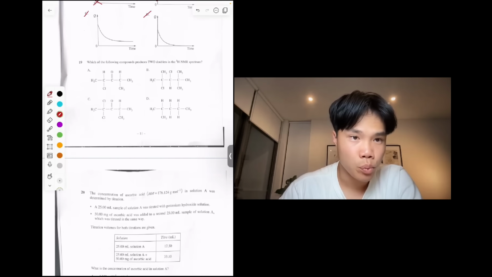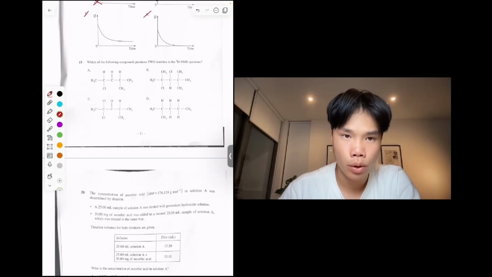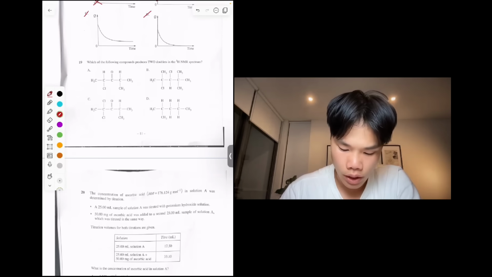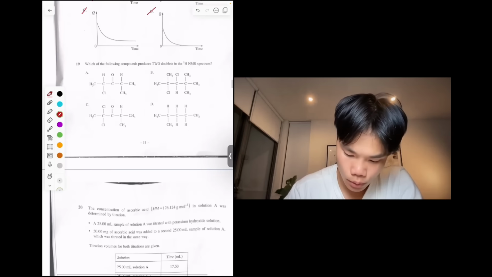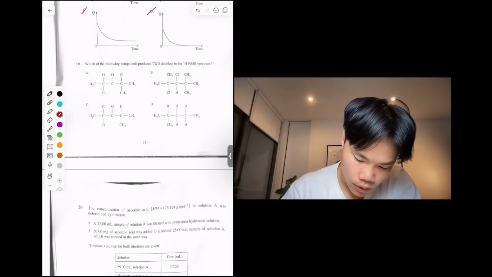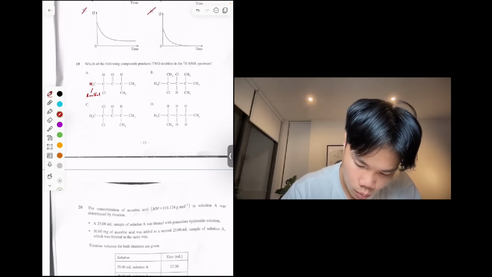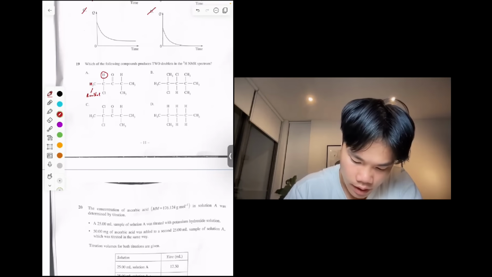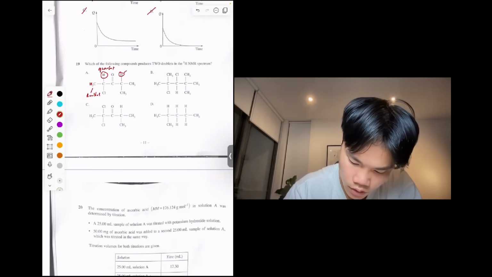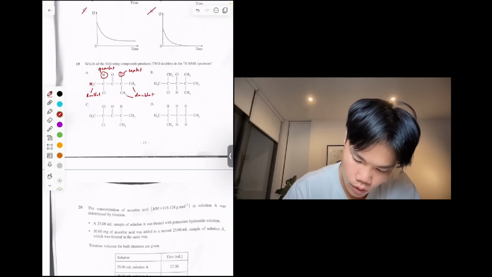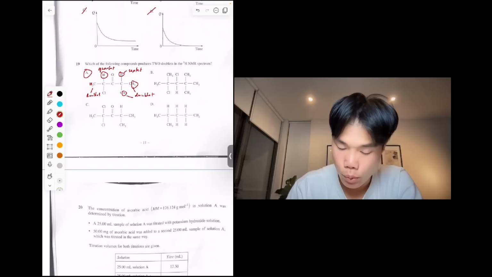Okay, question 19. Which of the following compounds produces two doublets in the proton NMR spectrum? We have a few options. Let's talk through each of them. For option A, these hydrogens here are going to show a doublet because they only have one hydrogen on the neighboring carbon. This hydrogen is going to show a quartet. This hydrogen is going to show a septet because there are 6, and these two hydrogens are actually going to show a doublet because there's only one hydrogen on that neighboring carbon. So in fact, the answer is A. We'll go through the other three anyway.